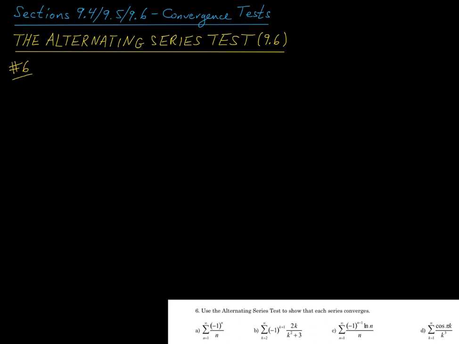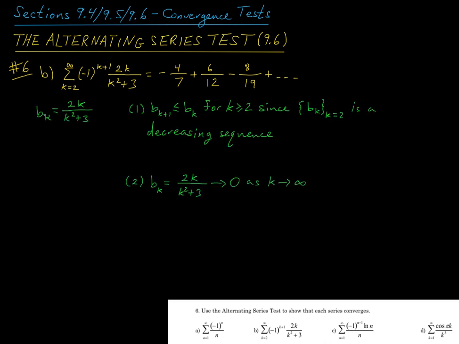All right, part B. We're looking at the sum of (-1)^(k+1) times 2k over k squared plus 3, and here k starts at 2. So expanding, we have -4/7 plus 6/12 minus 8/19, and so on. Here b sub k is 2k over k squared plus 3.